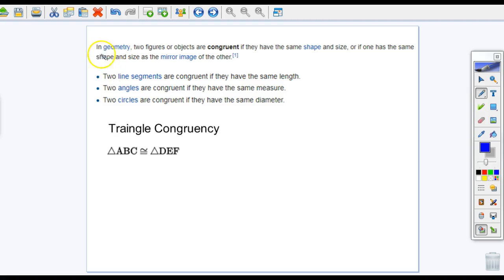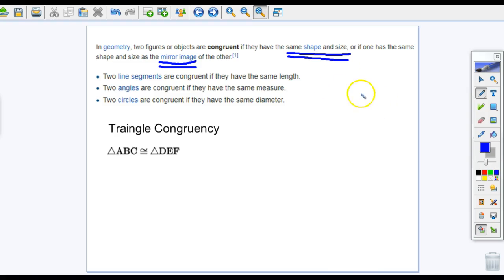Okay. So in geometry, two figures or objects are congruent if they have the same shape and size. That is the most important thing right here. A mirror image also has the same shape and size, and that's going to come up later in this chapter, so you have to remember mirror image. Remember, if it's congruent, the size and shape does not change.